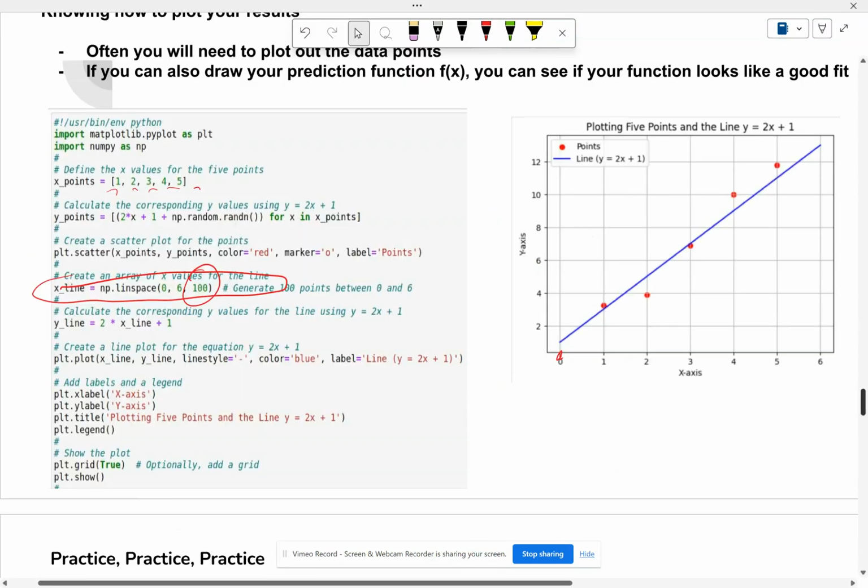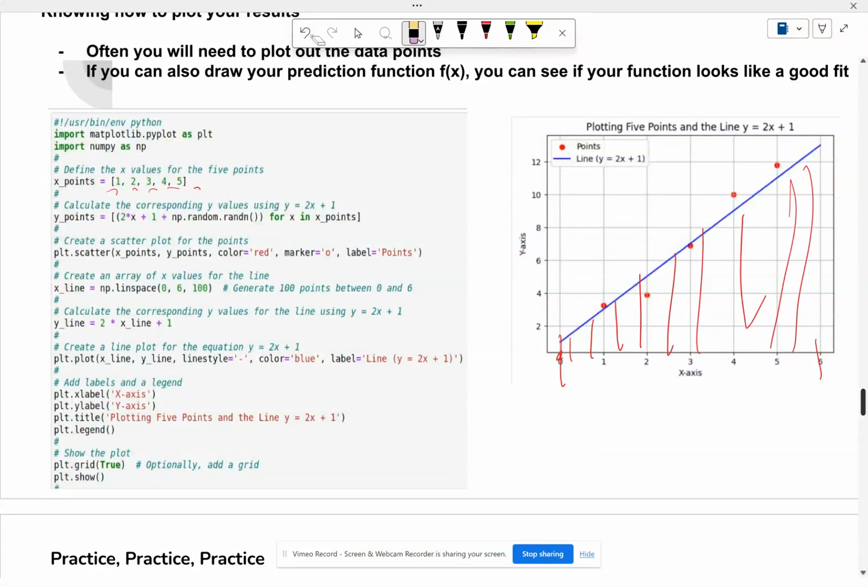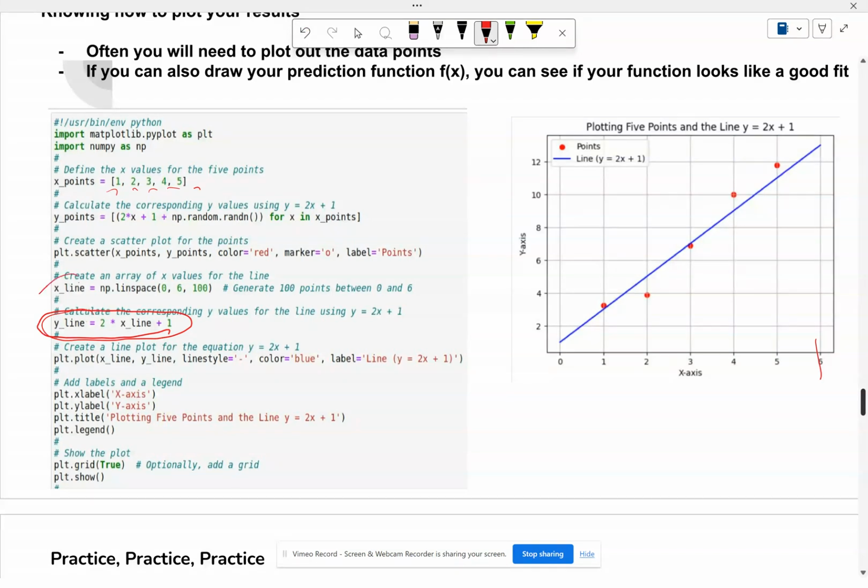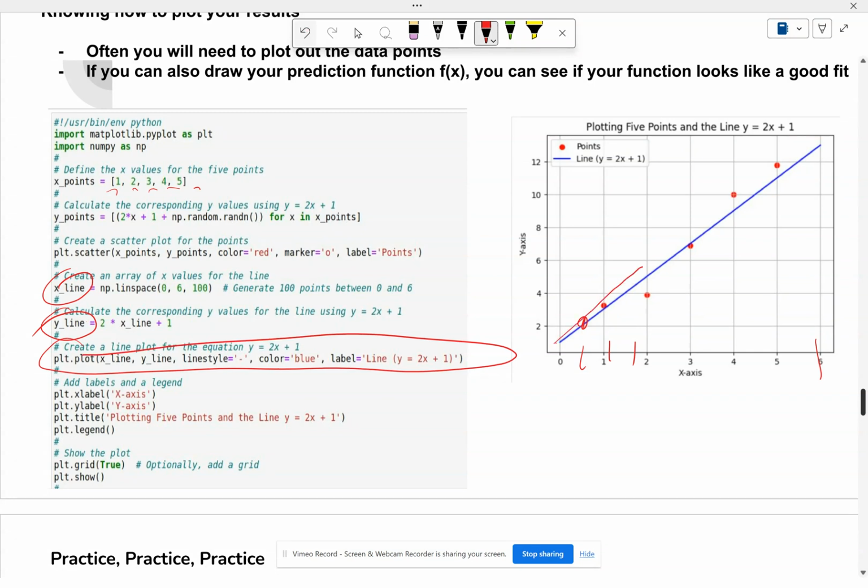It generates numbers between 0 and 6, and you generate 100 of them. Then if you calculate the line, for every single x value it's going to give you the y value. So these are the x values for the line, and here are the y values of the line. Then you can write plot, and that plots out the blue line. The idea is that you have some data, shown in red, and you want to find a function that does a good job of predicting or modeling the data.